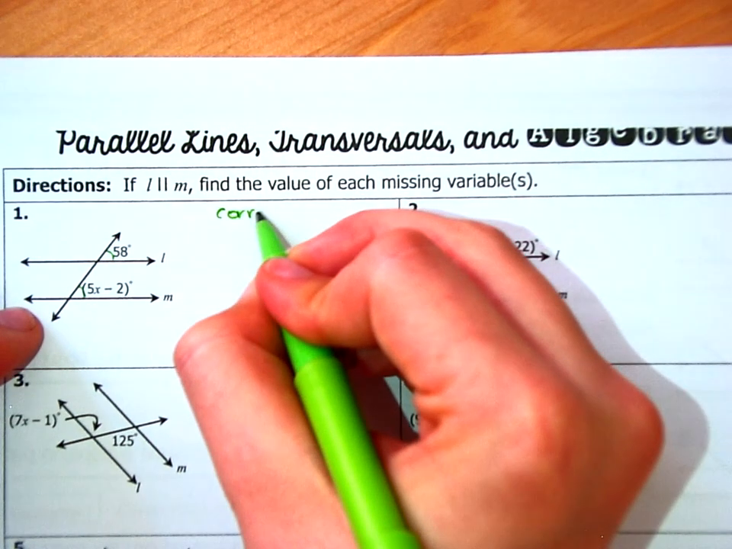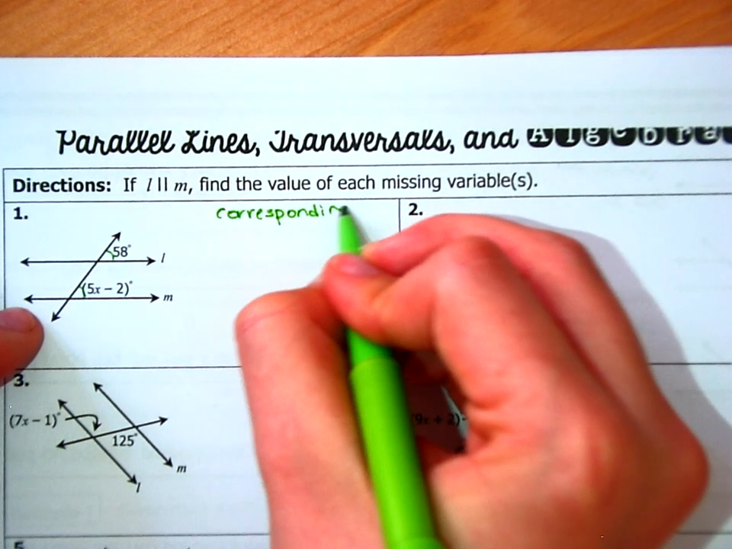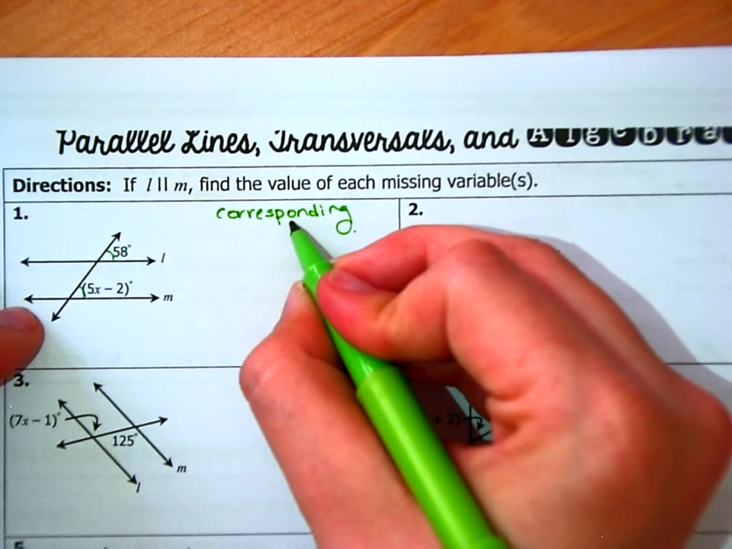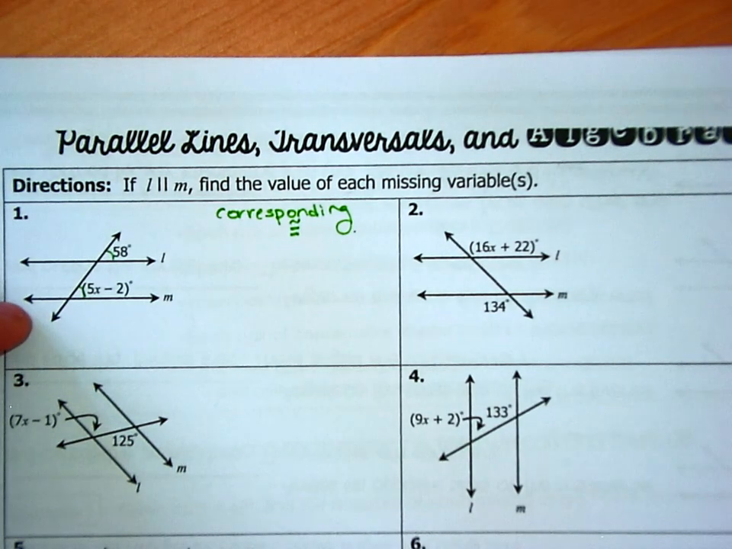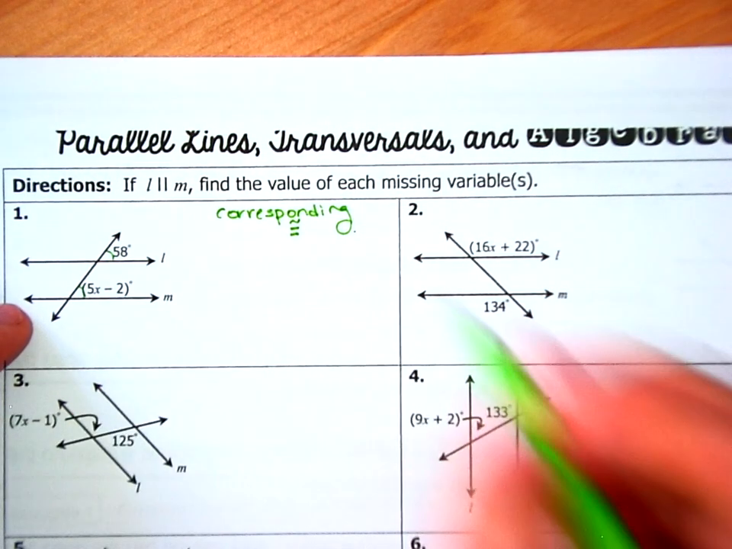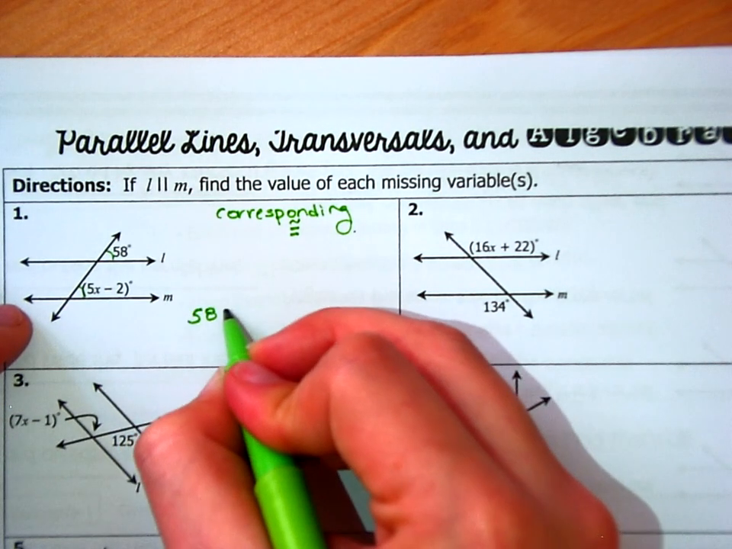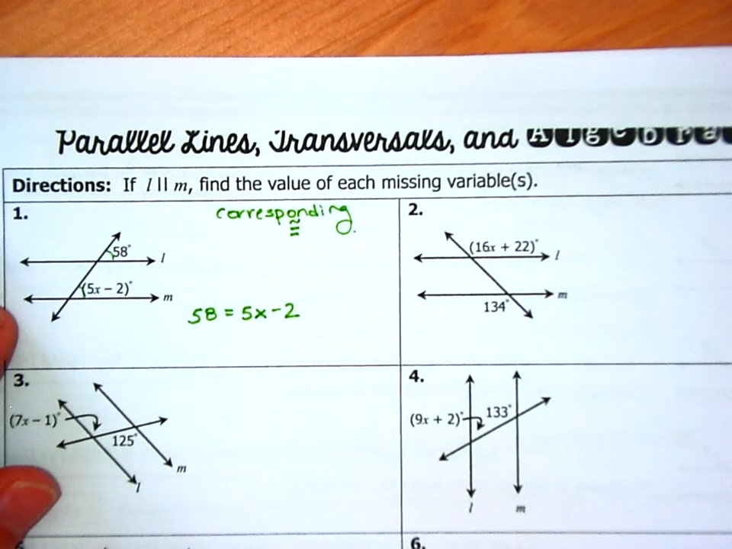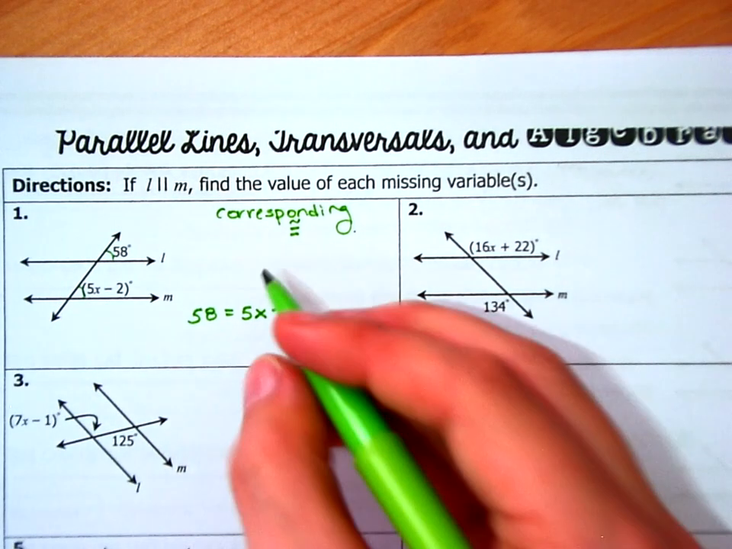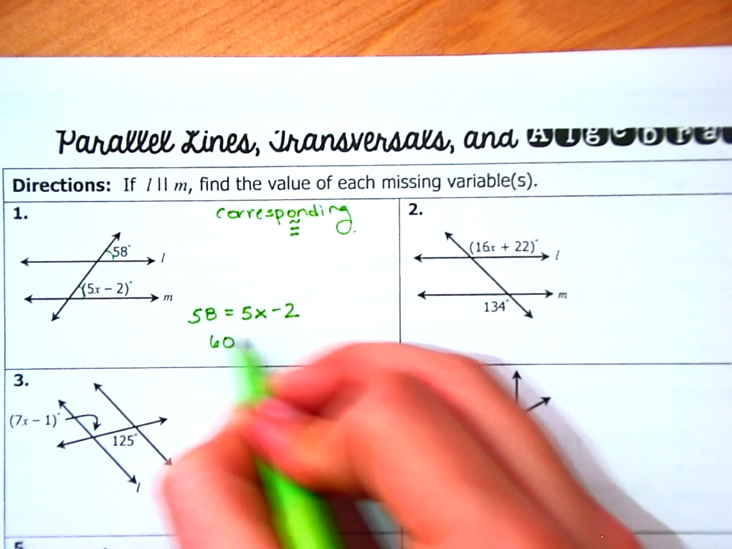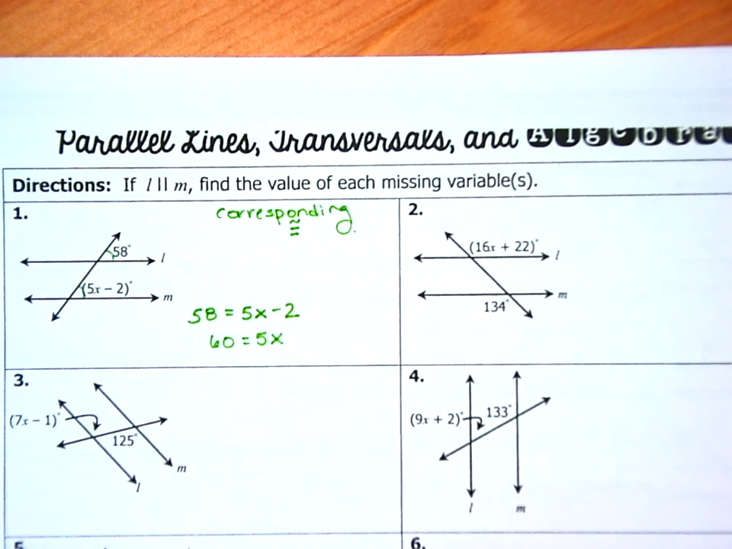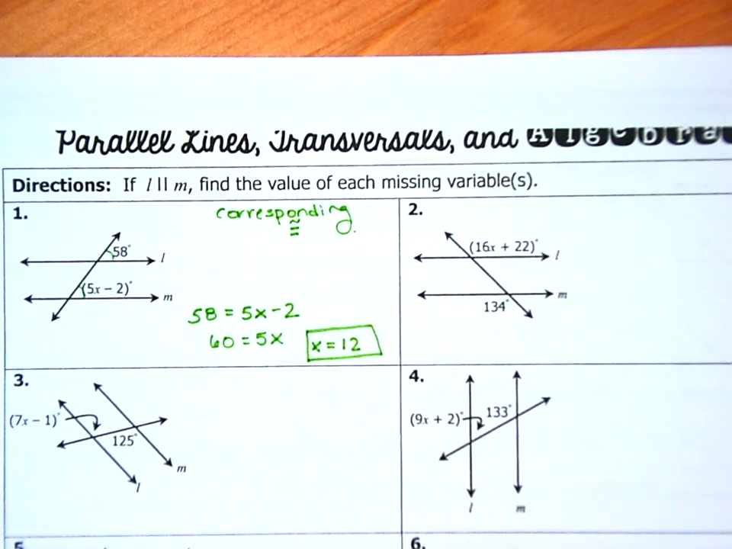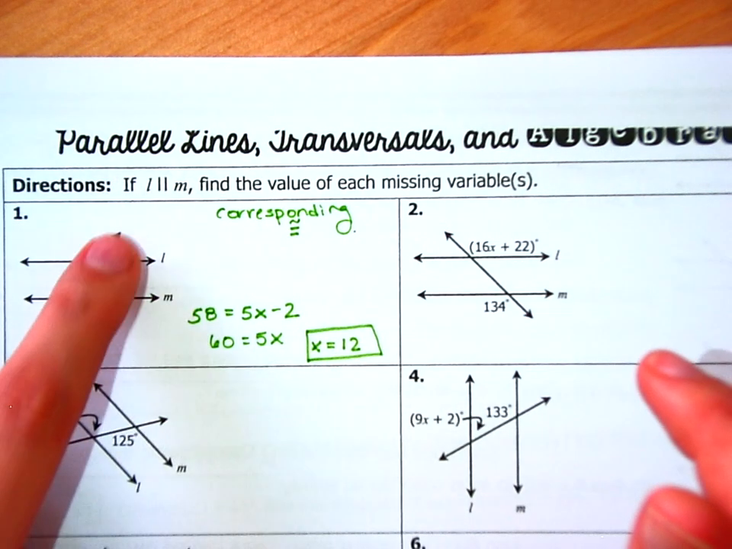So corresponding, we know those are congruent. So I'm going to write just a little equal sign with our squiggly above it. That's our congruent sign. So I'm going to set these equal to each other to find x. 58 equals 5x minus 2 because I know those angles are the same. And we are going to solve for x here. So I'm going to add 2 to both sides. That gives me 60 equals 5x. And so I know x has to equal 12. They did not ask for the angle measure here, even though I know it's already 58.